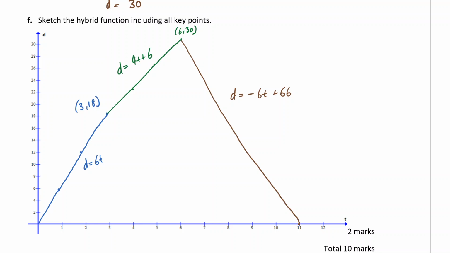You know what I want to put as well? I would want to put in this as being 11, 0. I might even want to put this as being 0, 0. I've got that, including all key points. I think that's pretty good.